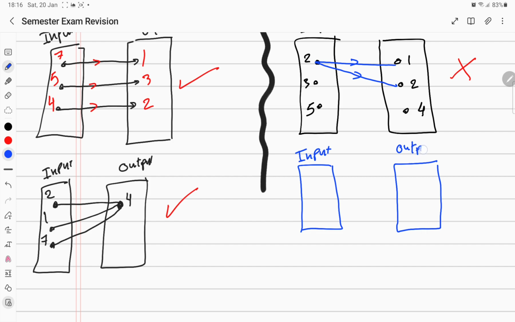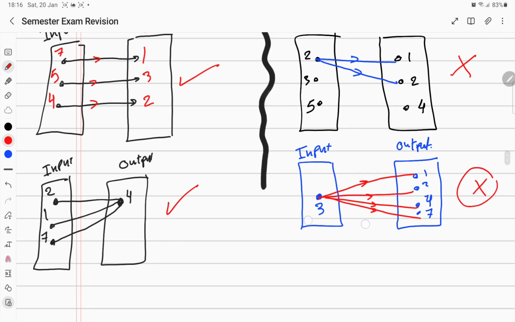Input and the output. Here's the input, 3, and here's the output, 1, 2, 4, 7. And the input 3 is going for 1, going for 2, 4, and 7. How many outputs? More than one output? Not a function. 3 goes to 1, 3 goes to 2, 3 goes to 4, 3 goes to 7. This 3 has more than one output, so it is not a function.